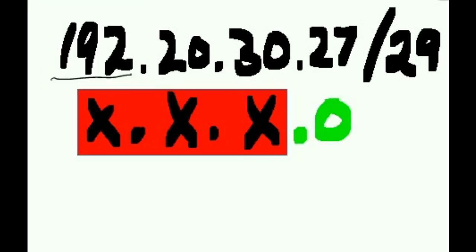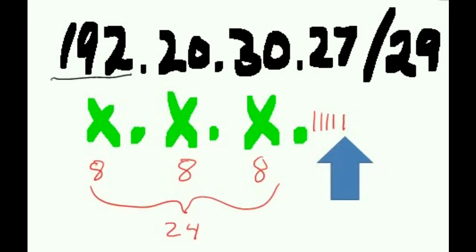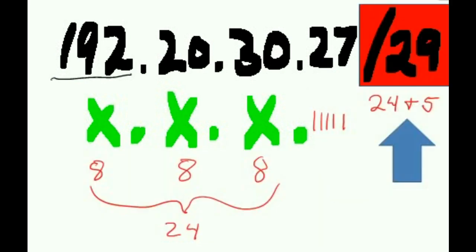Well, immediately we can see a few important facts. This is a Class C private address. This type of network uses the first 24 bits. Wait a sec. These 24 network bits have just borrowed 5 more bits from here. Like so. How do we know that? Well, CIDR tells us 24 plus 5 equals 29.